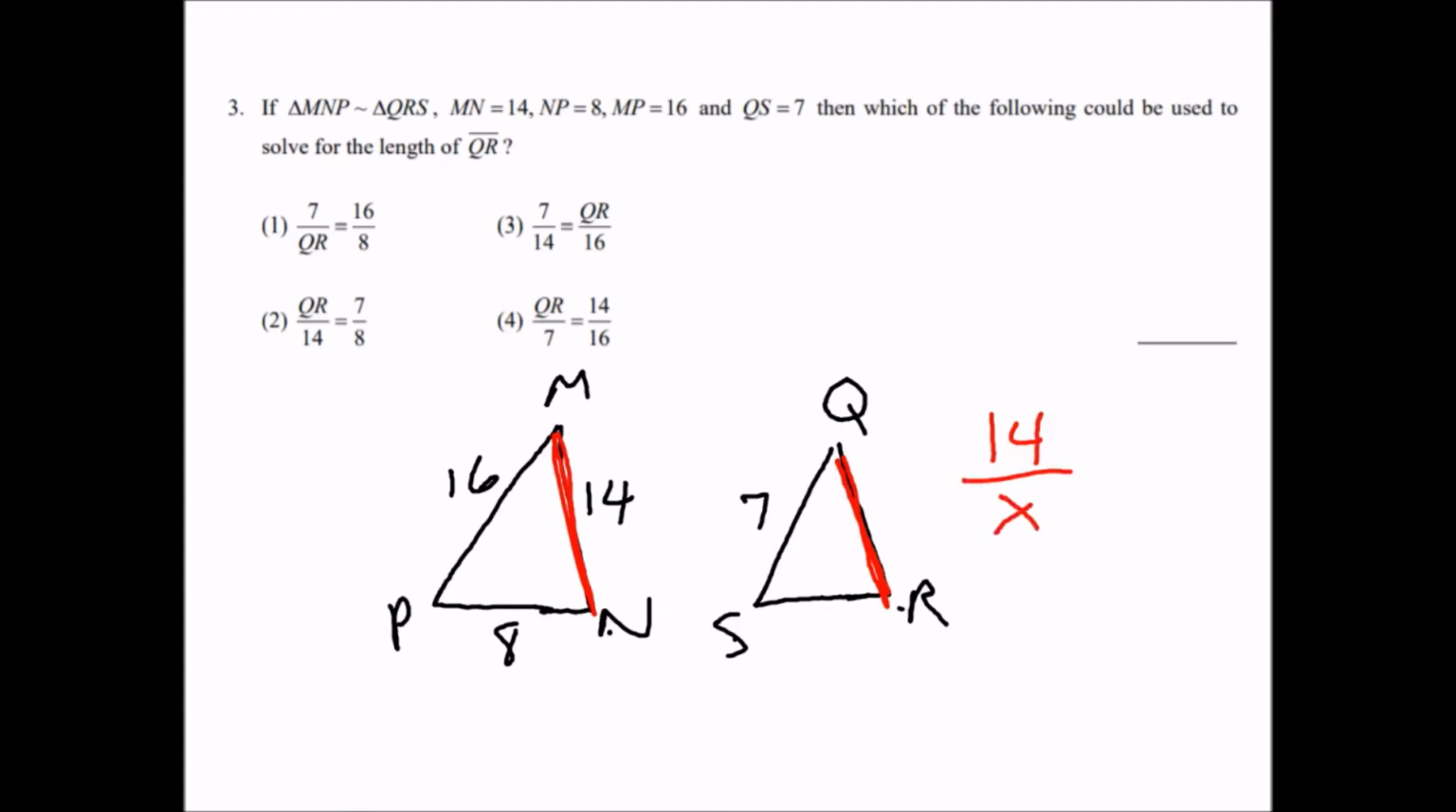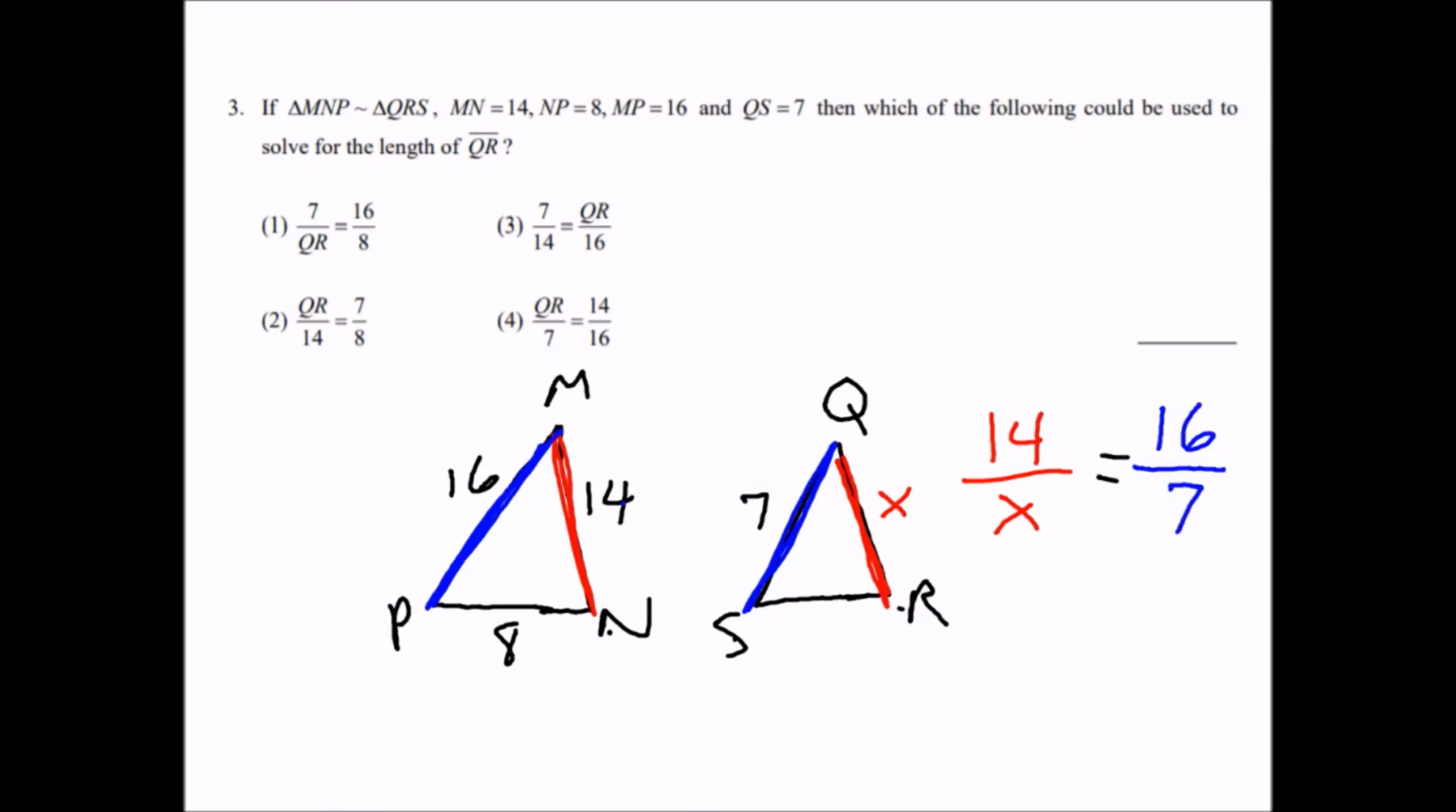So we could do 14 over X. That's the part we don't know. All right, and then we are given that QS is 7. QS maps onto MP. Now in my proportion, if I put the 14 on top, then I'd have to put the 16 on top, and then the 7 on the bottom.